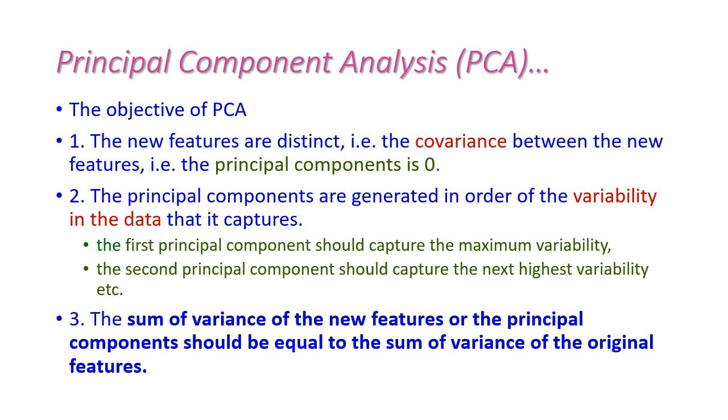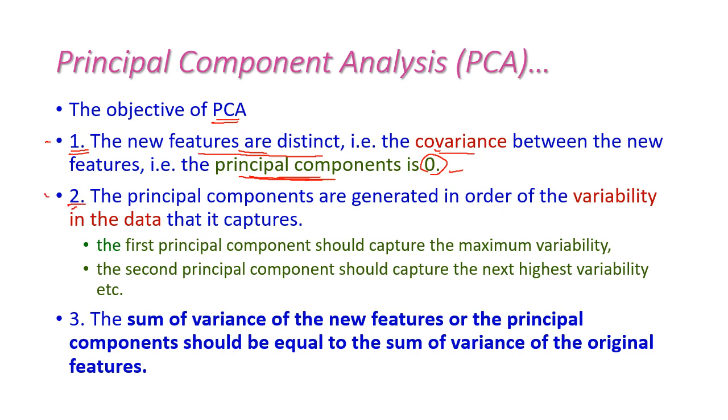And next, let us see the objectives of PCA. There are three important objectives. The first one is that new features are distinct. That is, the covariance between the new features, or the principal components, is 0. The new feature is otherwise called a principal component. So the covariance between principal components is 0.